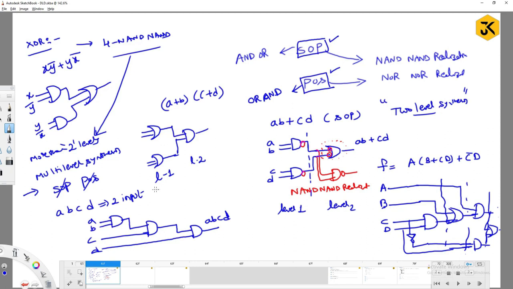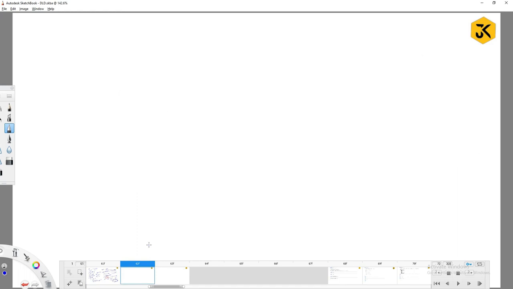So there is a chance to get multi-level synthesis if the expression is not in the form of sum of products or not in the form of product of sums. In all the remaining cases you are going to get only 2-level synthesis.